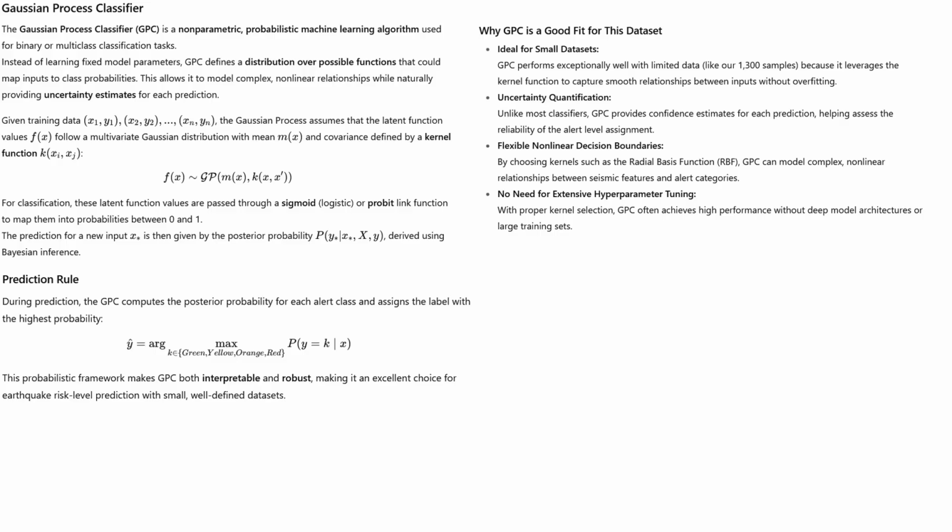The Gaussian process classifier, or GPC, is a probabilistic non-parametric model that defines a distribution over functions instead of fitting a single fixed curve. It uses a kernel function, typically radial basis function, RBF, to measure similarity between data points and capture smooth, nonlinear relationships between features and labels. One of the major strengths of GPC is its ability to estimate prediction uncertainty, meaning it doesn't just predict an alert level, it tells how confident it is of that prediction.